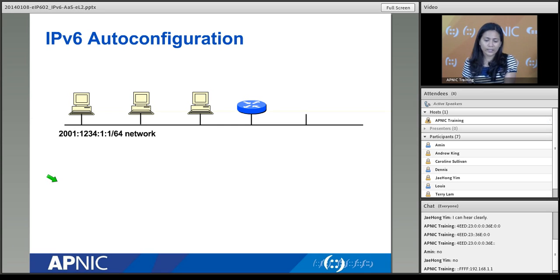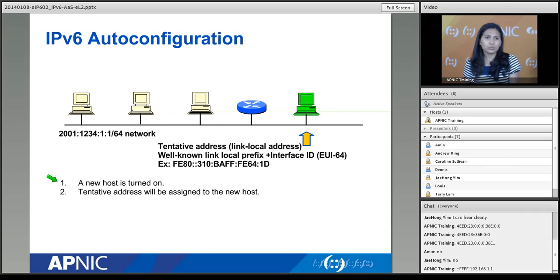First is when you turn on a host, what happens? Of course, it will try to get an IPv6 address, right? It's link local first, and then global or unique local address. So link local first. It will have a tentative address. It will be assigned to the new host. We call it a tentative address because this is your to-be link local address. However, you are not sure whether there is a duplicate anywhere on your network. So that's still a tentative address, and then you will have to check with everyone else.